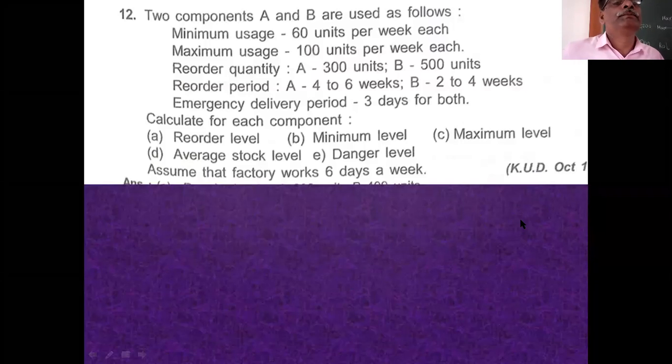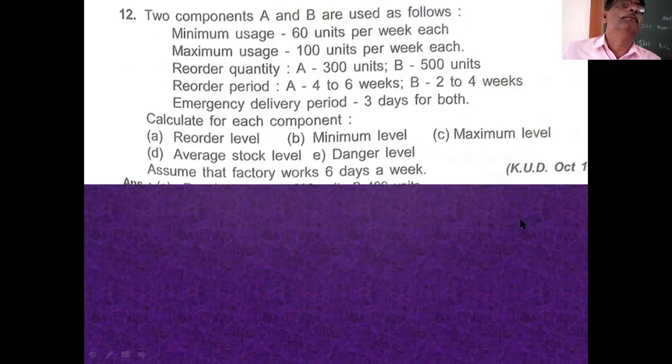Okay, you see this problem. Two components A and B are there, and they are used to manufacture one product. Minimum consumption is 60 units per week, maximum consumption is 100 per week. On the basis of minimum and maximum, you calculate the average consumption. And reorder quantity for A is 300 and B is 500.